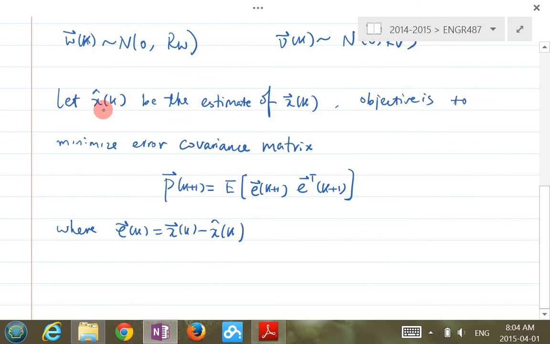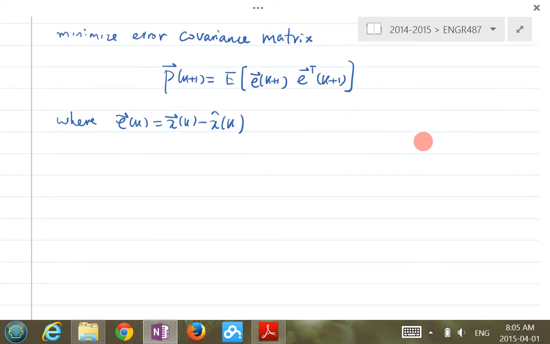If we let x hat of k be the estimate of x of k, then the estimation error is x of k minus x hat. Then the objective is not to minimize the error. The objective is to minimize the error covariance matrix. In the previous observer design or optimal control design, your objective was to minimize a deterministic quantity. Here, because there is noise in it, we are minimizing the covariance matrix.